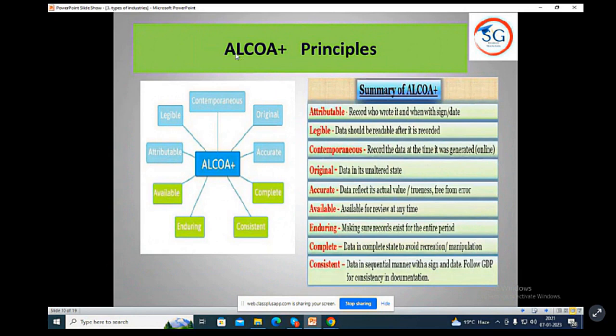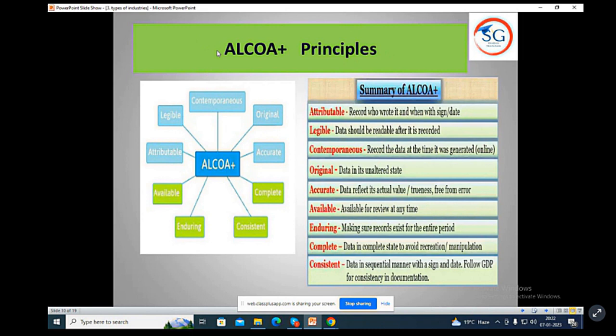It is called ALCOA plus principles. ALCOA plus principles are being followed in the pharma industry in all the companies to maintain the cGMP activities. This is very important in GDP. Till now, we have discussed regarding GMP. Now, what is GDP? GDP, good documentation practices.